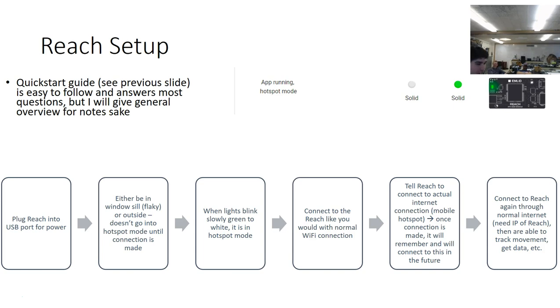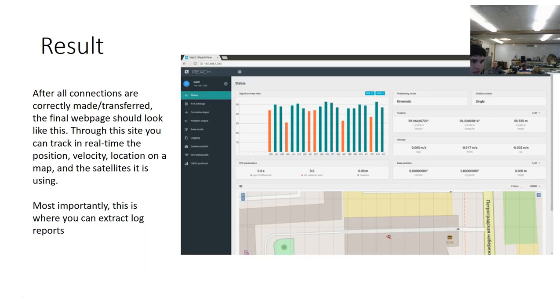If you go to that Quick Start guide too, there's another link on that site that has a description of all the other light combinations, because that really tells you if things are going wonky and what to do about that. And then once you do all that, you end up with a page like this where you can see all the satellites it's talking to, and you can begin to see position information, velocity, and then real-time track the location, and then also go in here to extract data as you need.